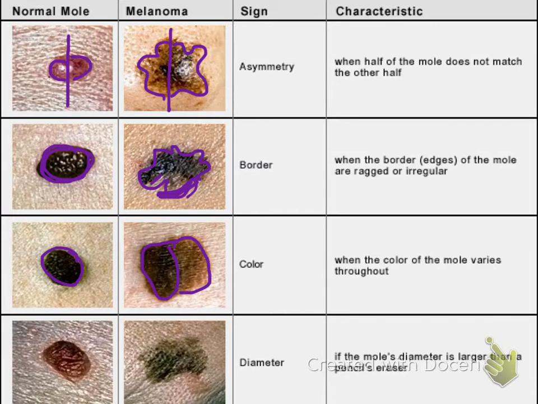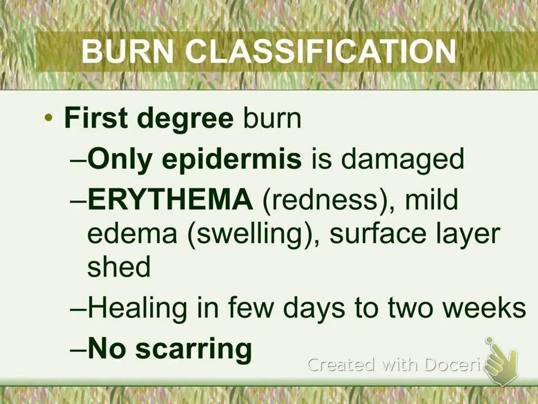The last one is diameter. You can't really see from this picture, but this one right here on the left side will be less than 6 millimeters in size, and then the one on the right is going to be much bigger than 6 millimeters. Next, we're going to talk about burns and how burns are classified.